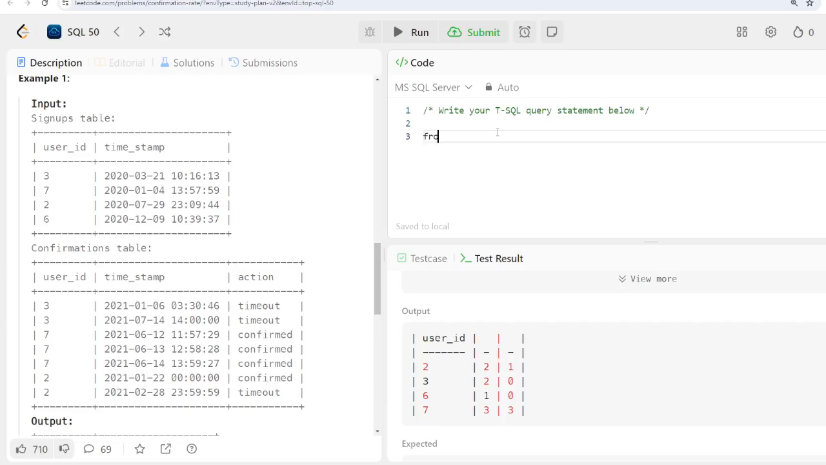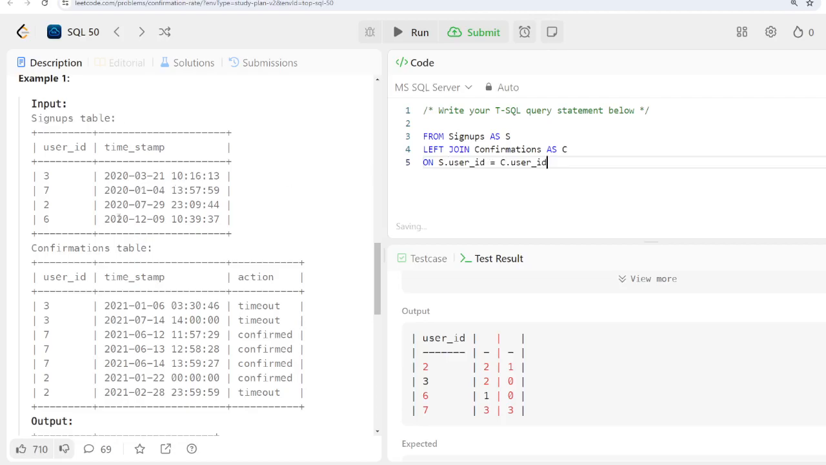So it's a good practice to write the keywords in capital letters, however it is not mandatory. So from this table, let me give alias S, I will do left join this confirmations table as C, on which condition that the user ID should be same. So S dot user ID should be equal to C dot user ID.